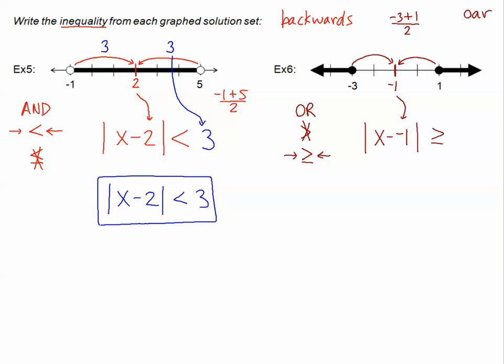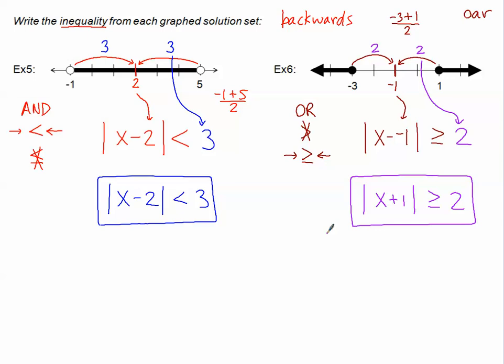And then the other part of this, I have to find how much distance there is between the middle and the endpoint. And you can clearly see that there are 2 tick marks, so it must be the value of 2, and that goes right here. That's your give or take, your margin of error. So x minus negative 1, of course, I'm going to change that to x plus 1, greater than or equal to 2. And there's our answer.